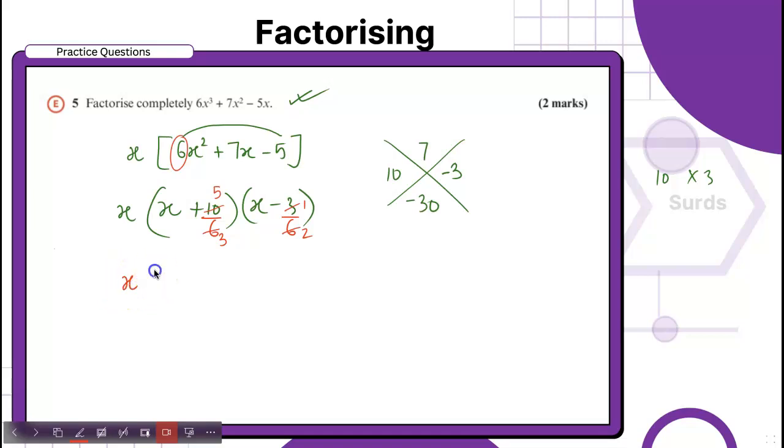So x plus 5 over 3 and x minus 1 over 2. What next? Just remove the denominator. So it will be 3x plus 5 and 2x minus 1. Here we go.